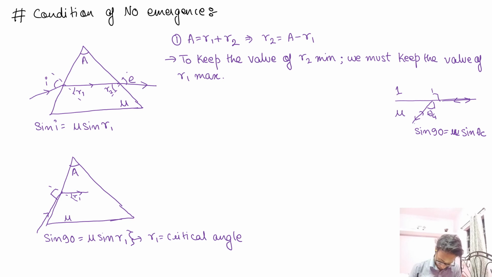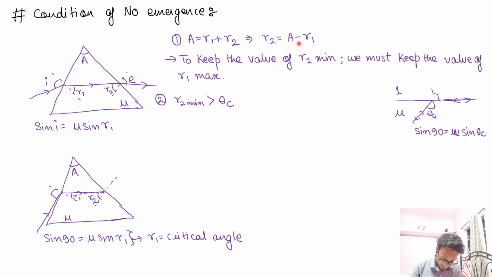Now this ray out here reaches this surface. Now I must keep R2 minimum. This R2 minimum should also be greater than the critical angle of this prism, because the critical angle of this prism depends upon mu and the refractive index of the air out here.